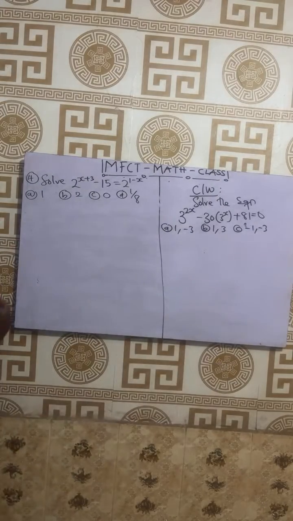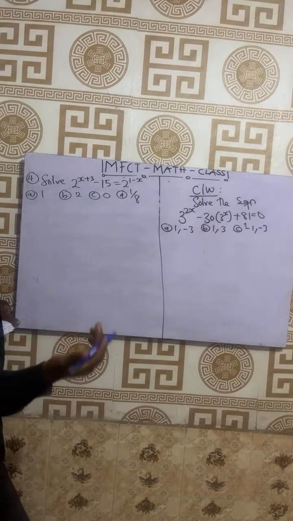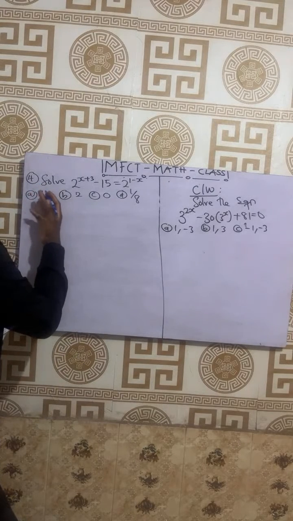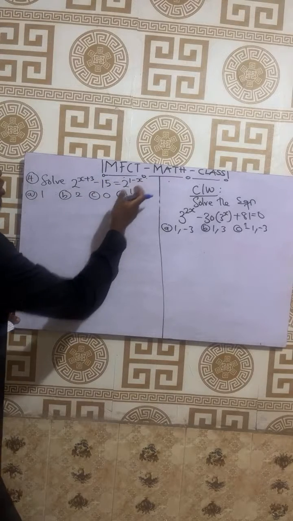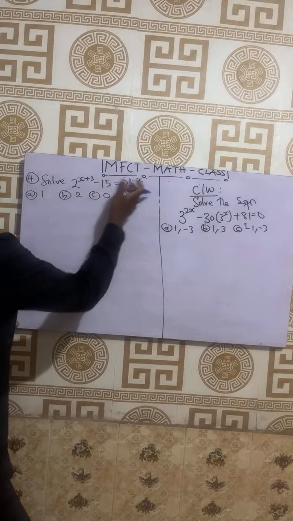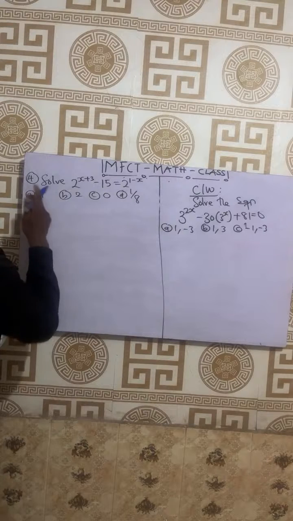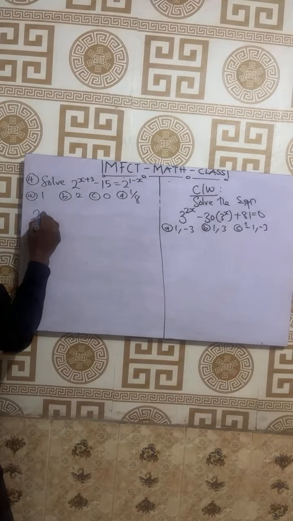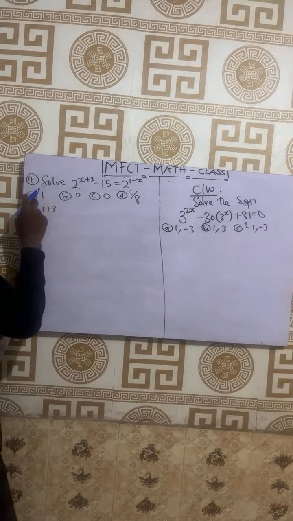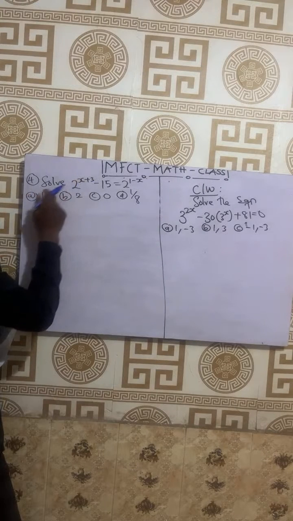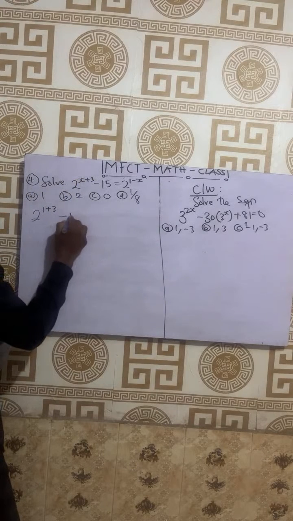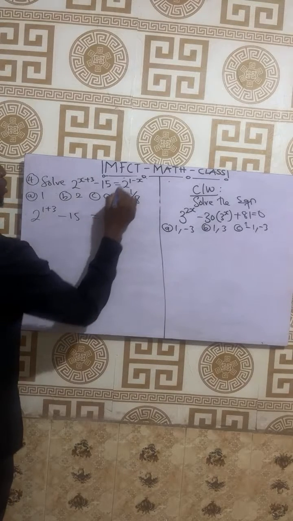Now guys, let's go on. So you know what we are doing? You are just substituting the value of these options into the equation. Anyone that gives us the same answer, that's the correct value. So this will be 2 raised to power 1 plus 3. Let me go for option A. Whenever I see x, I'm going to place 1 there. Minus 15. Then let me see if it's going to equal this.